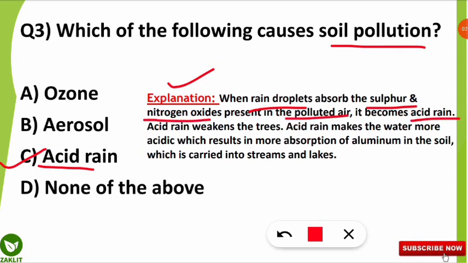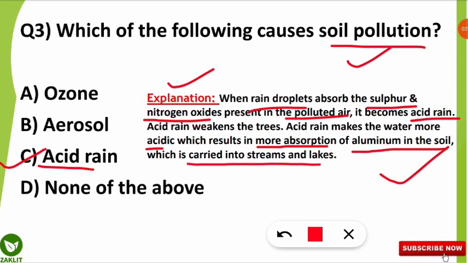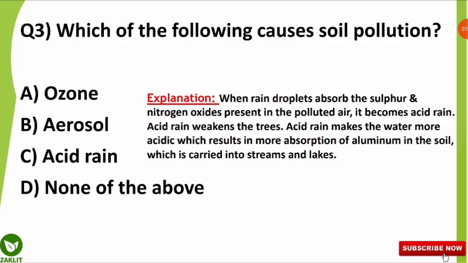So we all know sulfur dioxides and nitrogen oxides become acid rain when they are mixed with the rainwater. And then acid rain weakens the trees. So acid rain makes the water more acidic, which results in more absorption of the aluminium in the soil. So as a result, the soil absorbs more aluminium. So that's why it counts as soil pollution, which is then carried away by the streams and lakes. Let's move to the fourth question.